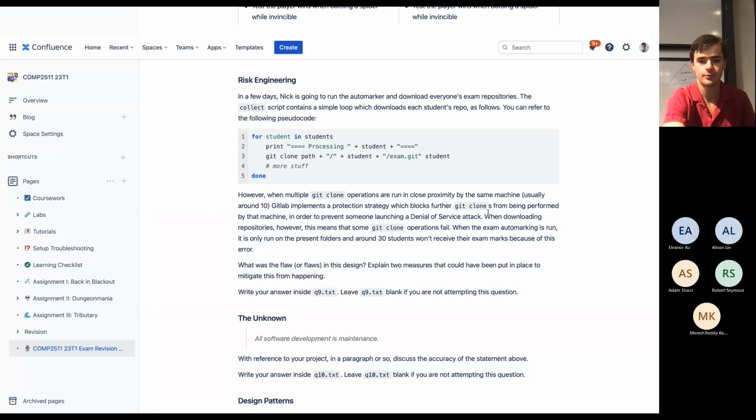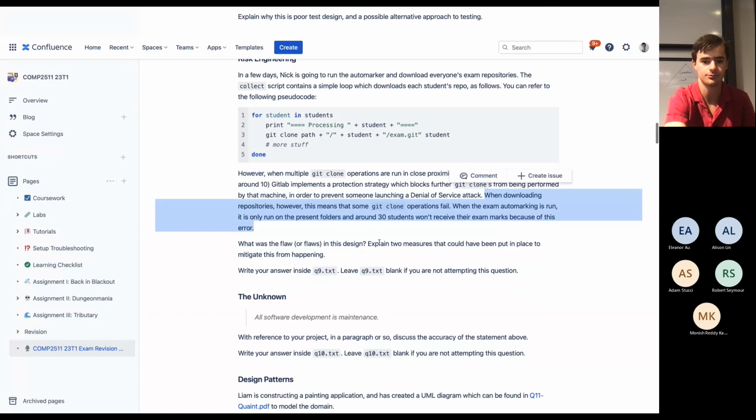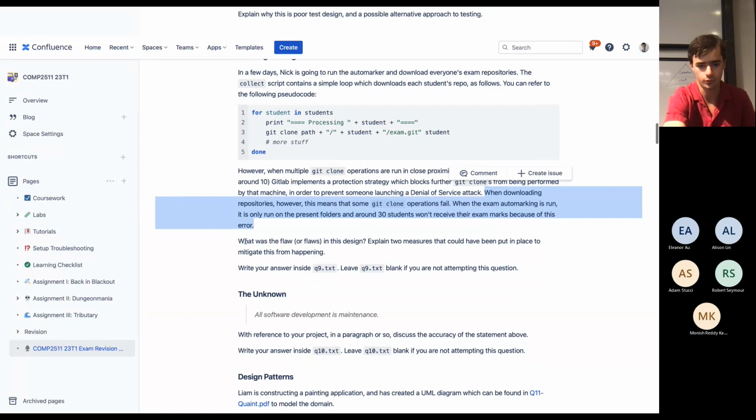So what that meant was some clone operations fail. When the exam auto marking is run, it is only run on the present folders, and around 30 students won't receive their exam marks because of this error. What was the flaw or flaws in this design? Explain 2 measures that have been put in place to mitigate this from happening.